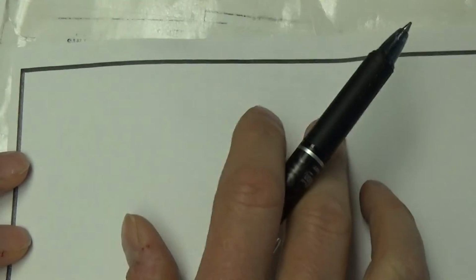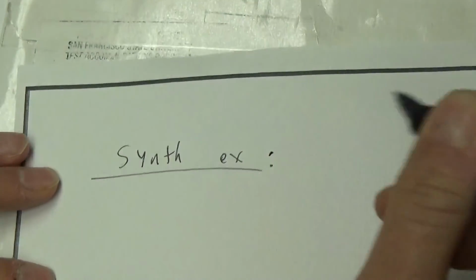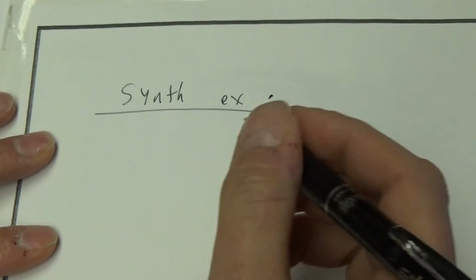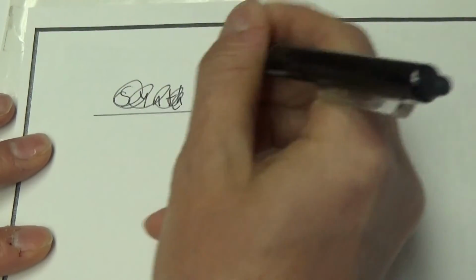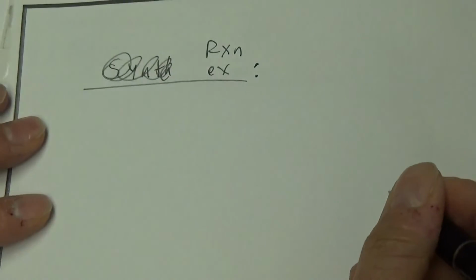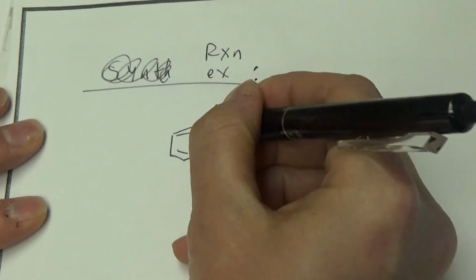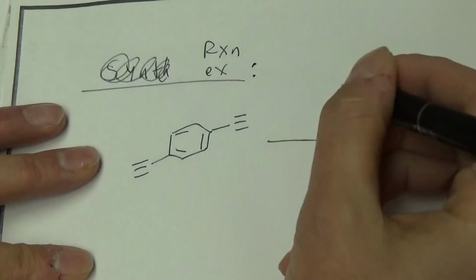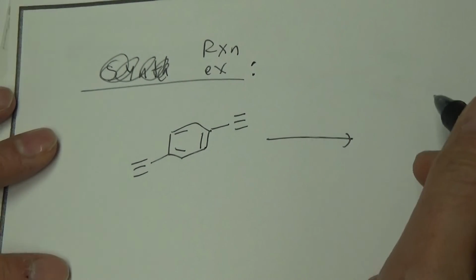Let's do a quickie synthesis using this new reaction, the oxymercuration reaction. Synthesis example. Just to massage it into our brains a little bit. Actually, this is not even a synthesis example, just a reaction example. So if I have benzene with 2 alkynes, and what's the reagent to do the oxymercuration? Let's draw the product.